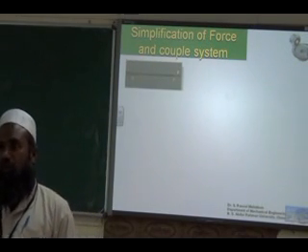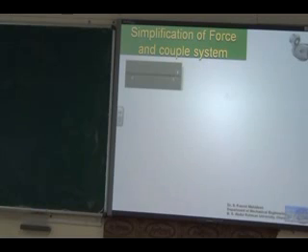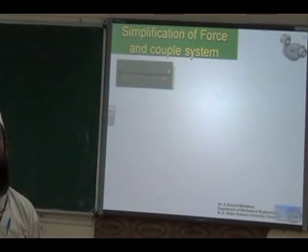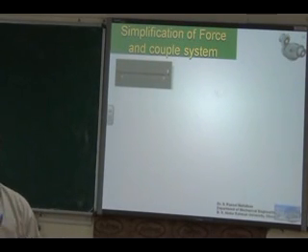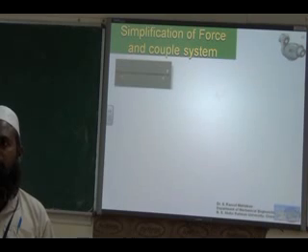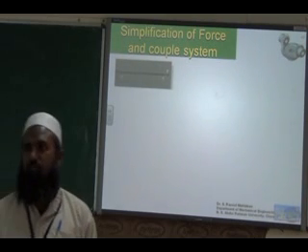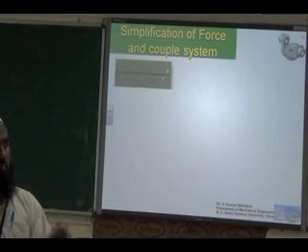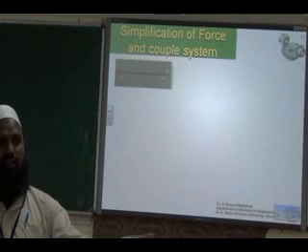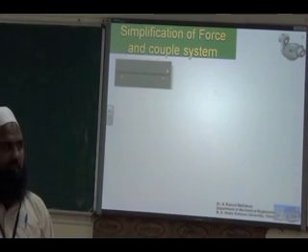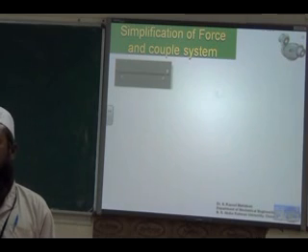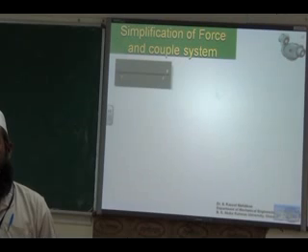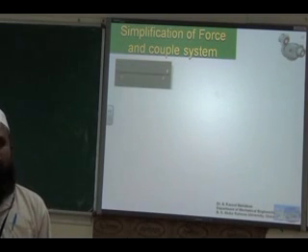Suppose you consider a rod. It is being held at one point B and pulled at point A. Okay, so there is a force applied at point A. So how to transmit the force to point B? How to transmit the pull? It is being pulled at point A and held at point B. Now we are going to transmit the force from point A to point B. How to transmit the force?